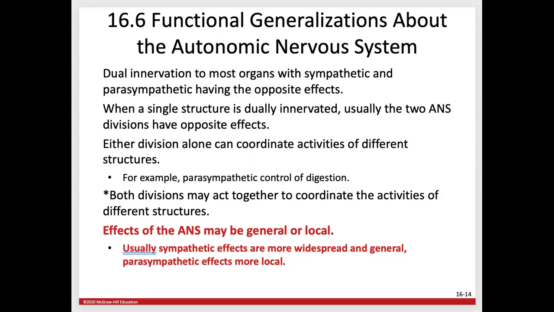Either division alone can coordinate activities of different structures. For example, parasympathetic helps to control digestion. Both divisions may act together to coordinate the activities of different structures, and the effects of the ANS may be either general or local. Usually sympathetic effects are more widespread and general, and the parasympathetic effects are more local. So, that is it for the nervous system.